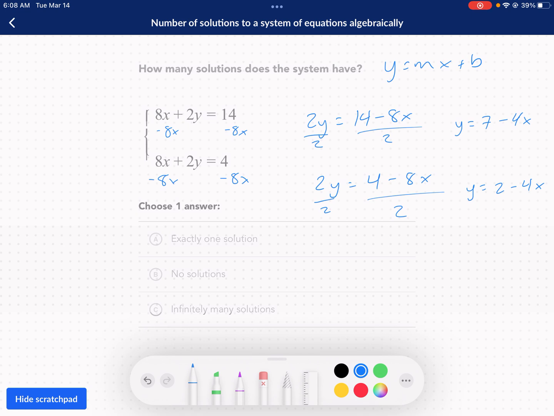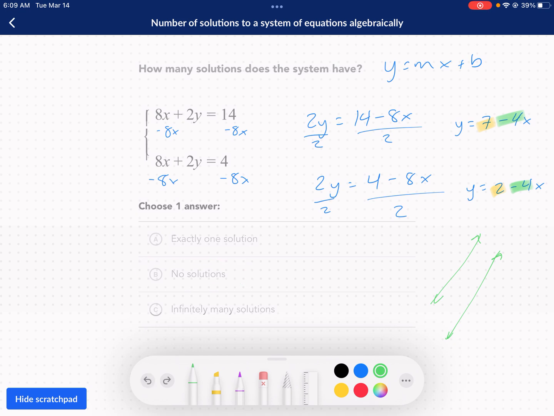Okay, so take a look. Do we have the same slope? We do have the same slope, okay? So they're moving in the same direction, but notice how they have a different y-intercept, okay? What does that mean? Well, that means they're moving in the same direction, like this, but they're intersecting the y-axis at different places. We're going to have no solutions here because they are not going to intersect.